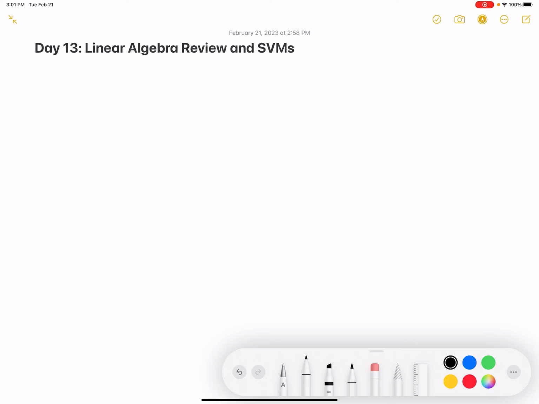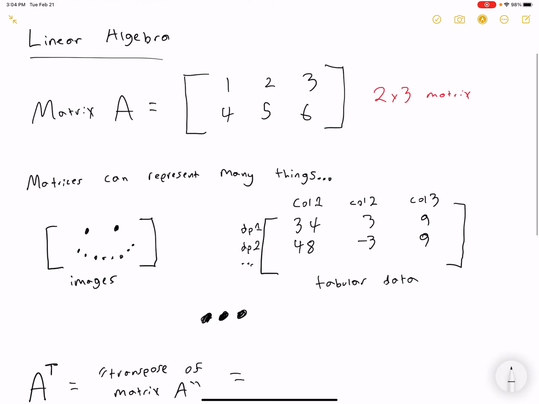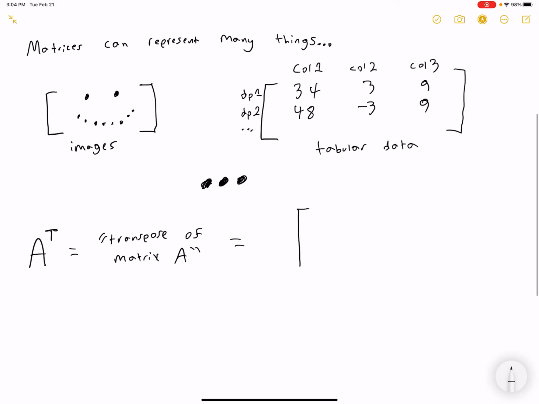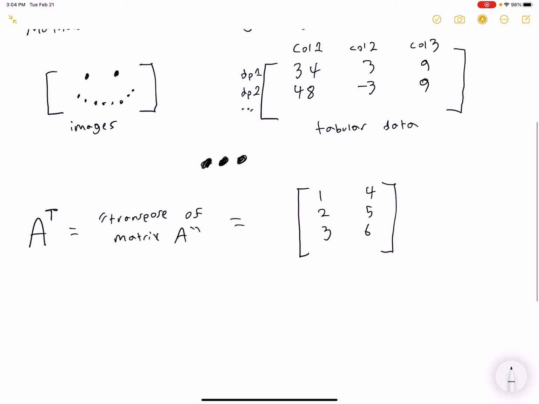There's a couple of operations that we can do to matrices. One of those is transposing a matrix, and that's denoted like so. This represents the transpose of matrix A. And what that does is best seen through an example. We're calling this matrix A, the 1, 2, 3, 4, 5, 6. If we transpose it, basically rotate it, then we get this matrix. So the rows become columns, the columns become rows.